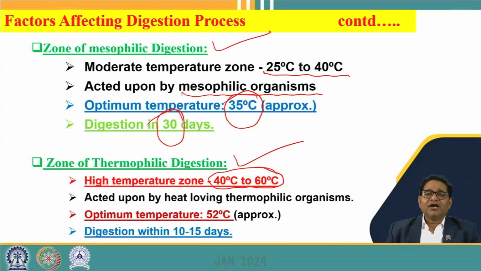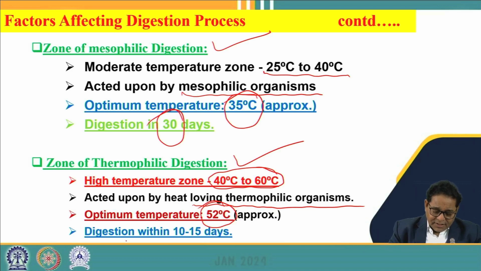While if we do the digestion in the thermophilic zone, the temperature range for thermophilic digestion varies from 40 to 60 degrees centigrade, and in this zone basically the heat-loving bacteria, the thermophilic organisms, are active and they act upon the sludge and enhance the sludge digestion process. The optimum temperature required for minimum digestion period is 52 degrees centigrade, and the digestion period is significantly reduced from 30 to 10 to 15 days.